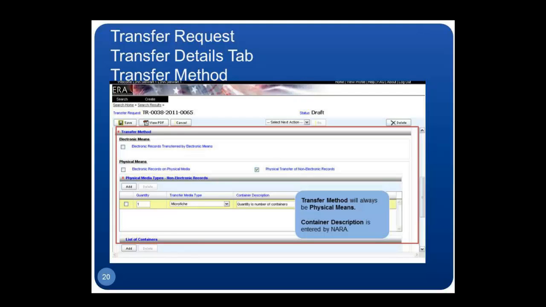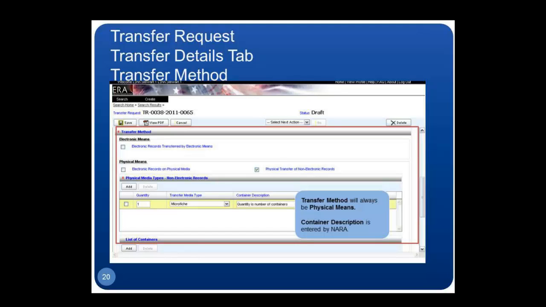So our only two choices here are physical means: electronic records on physical media, or physical transfer of non-electronic records. Literally 99.9% of these transfers should have physical transfer of non-electronic records box checked. I think of the 12,000 plus, we may have had 3 to 5 that were electronic records on physical media, and we have noted those.